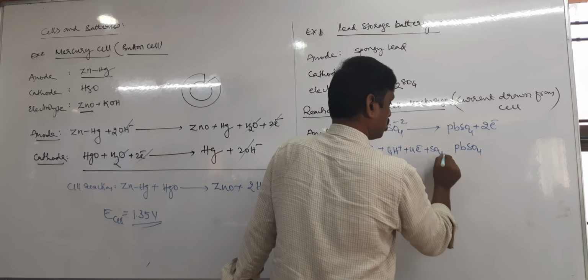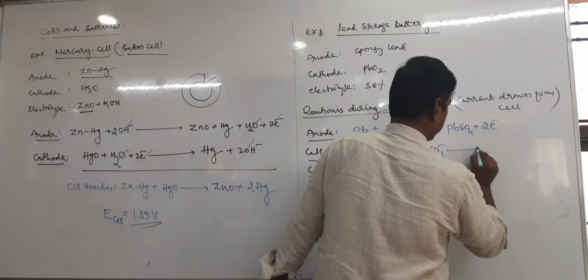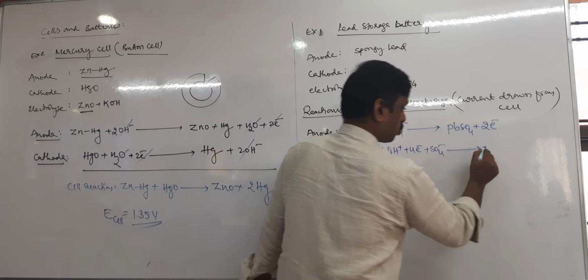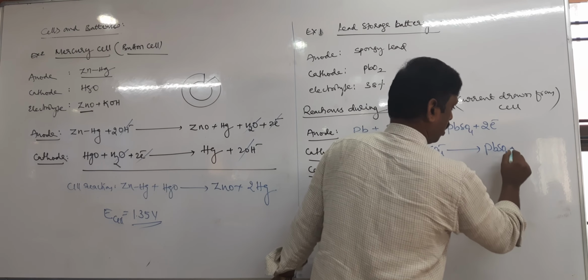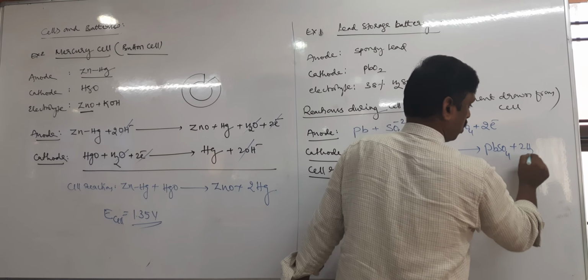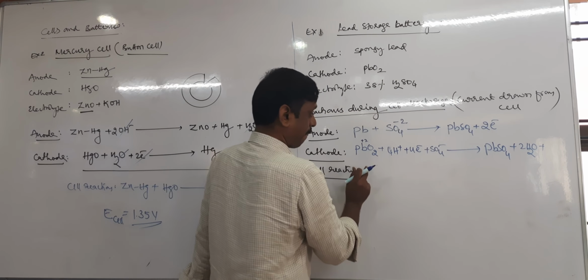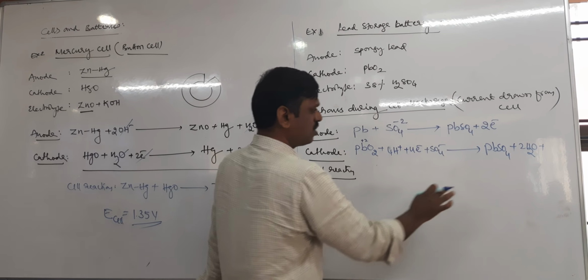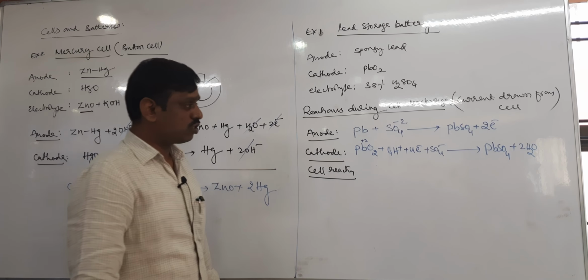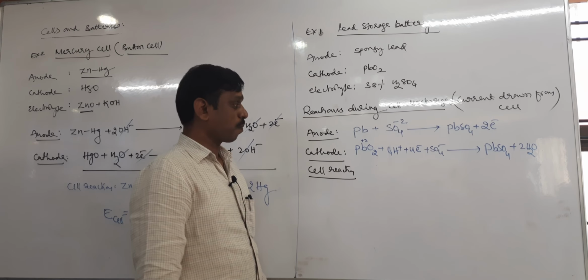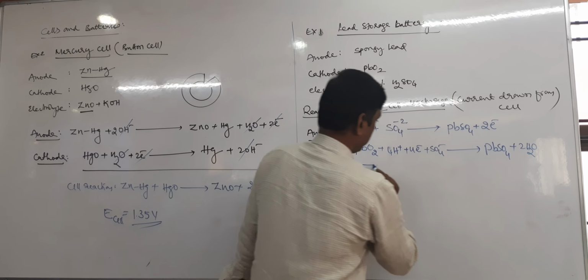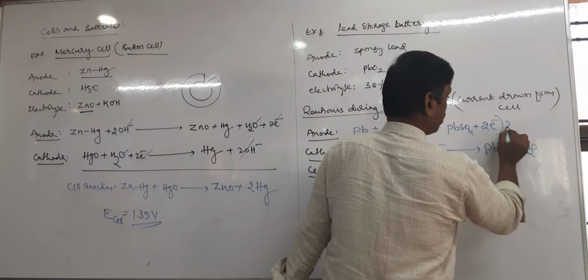Then Pb and of course SO4 required. Now, first this Pb plus 2, SO4 minus 2, what do you get? PbSO4. And 2 oxygen with 4 H plus gives 2 H2O. Balanced. Now, in the above equation 2 electrons were lost, here 4 electrons gained. So multiply the above by 2.